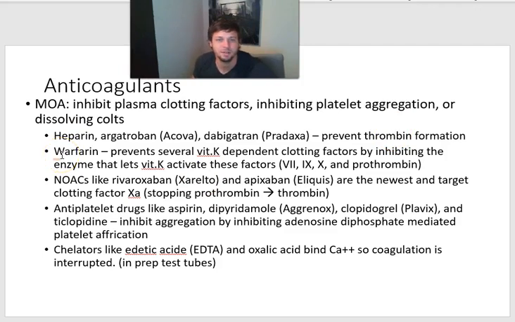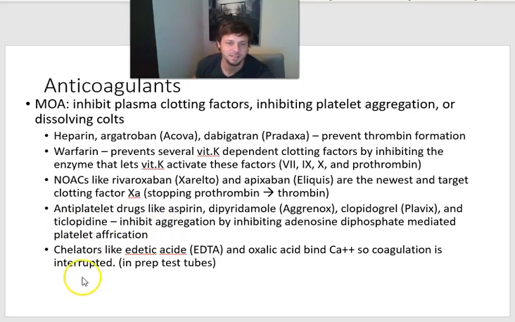Warfarin is the next one, and it prevents several of your vitamin K dependent clotting factors like 7, 9, 10, and prothrombin. Your NOACs, your novel anticoagulants like Xarelto and Eliquis, they're going to be the newest ones, and they target factor 10A, and again stop prothrombin from making thrombin. And then antiplatelet drugs like aspirin, clopidogrel, ticlopidine inhibit the aggregation of your platelets.